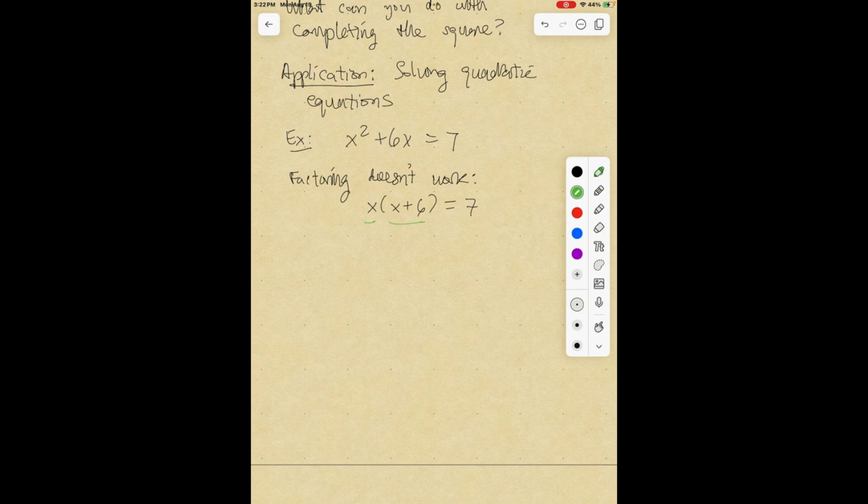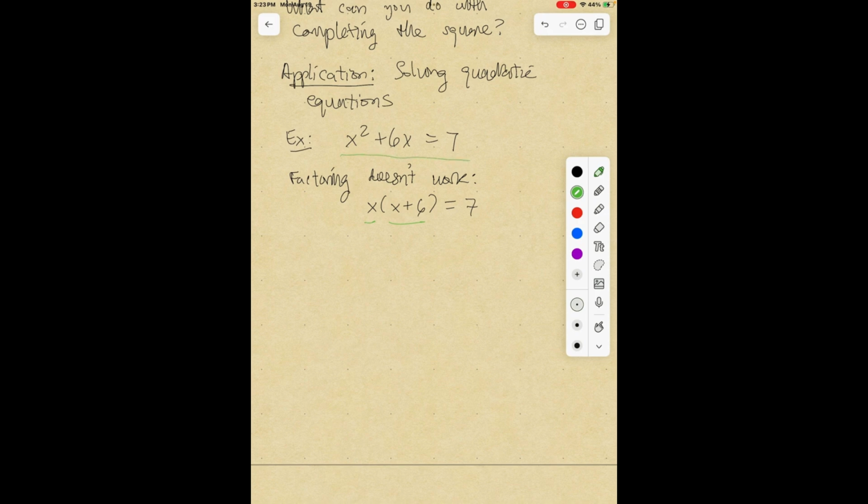Oh, well, actually, we can see that x equals 1 is going to work. But the point is that there's no general method for doing this. How do you come up with a number, and then when you multiply it by 6 more than that number, you get 7? There's no general method for this. So, we're going to learn the method. It's completing the square.